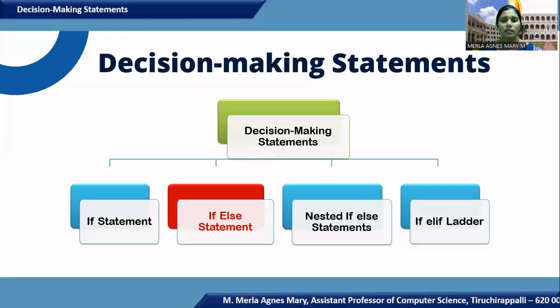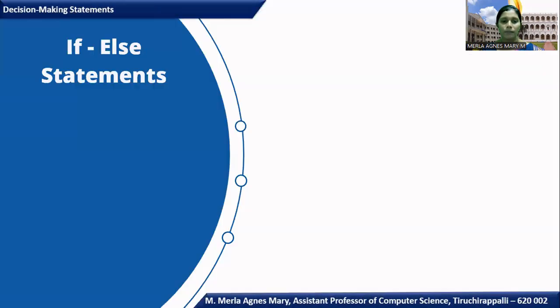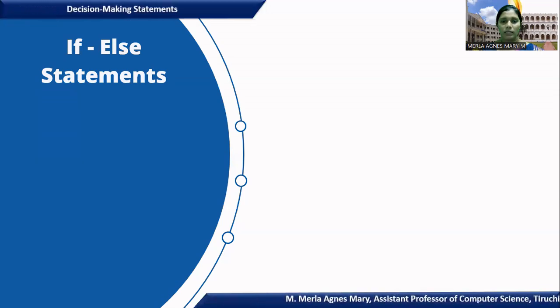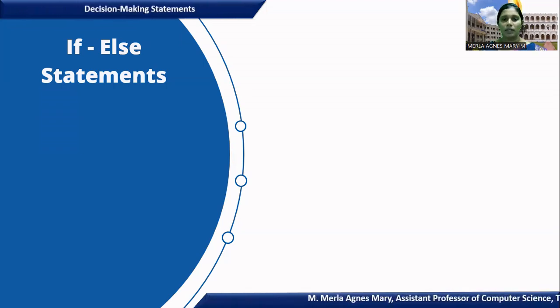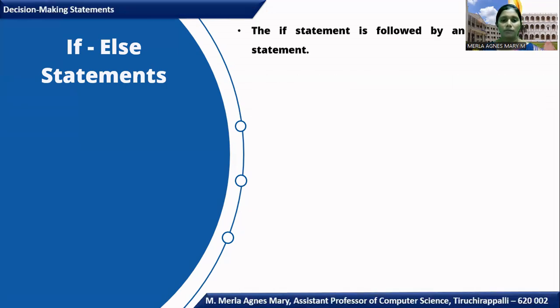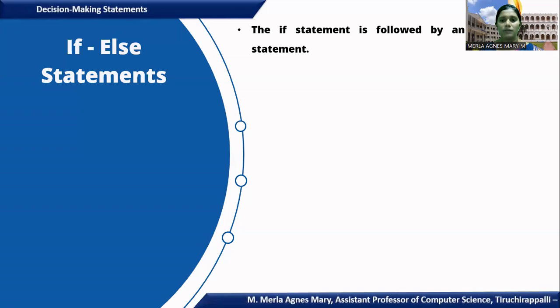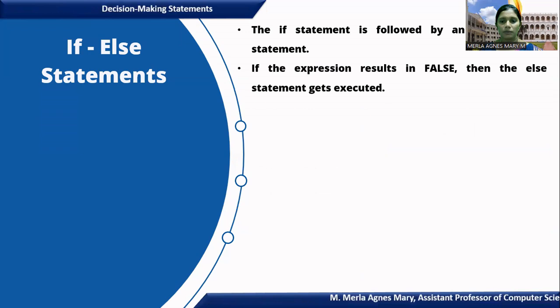Let's see the if else statement. In the if statement, we give one single condition. If the condition is true, the block will be printed, otherwise it will exit. In the if else statement, we give a single condition, and if the condition is false, it moves on to the else part. So that is what the if else statement is. The if statement is followed by another statement, that is, if the given expression is false, it moves on to the else part.